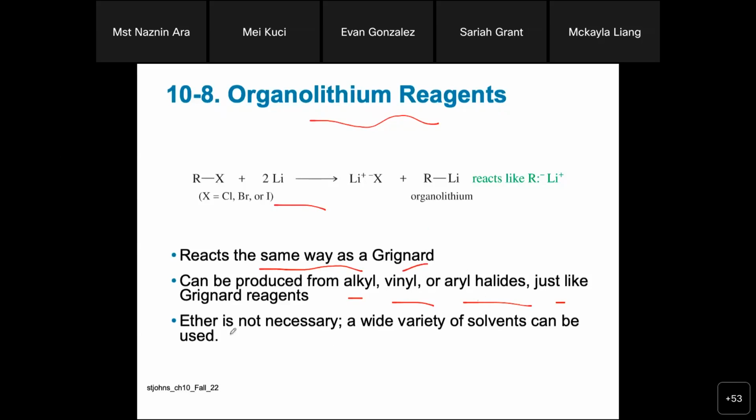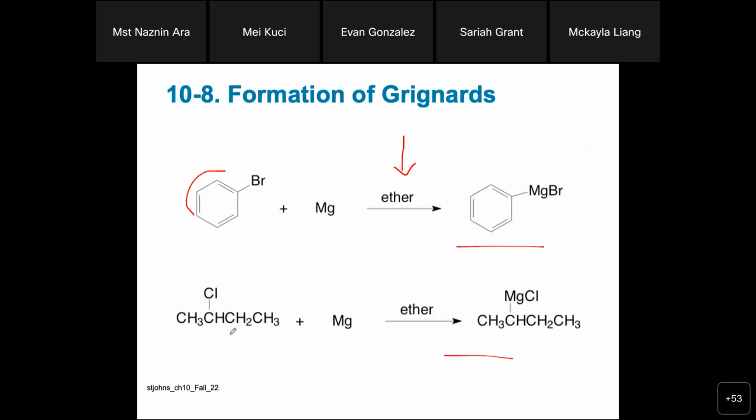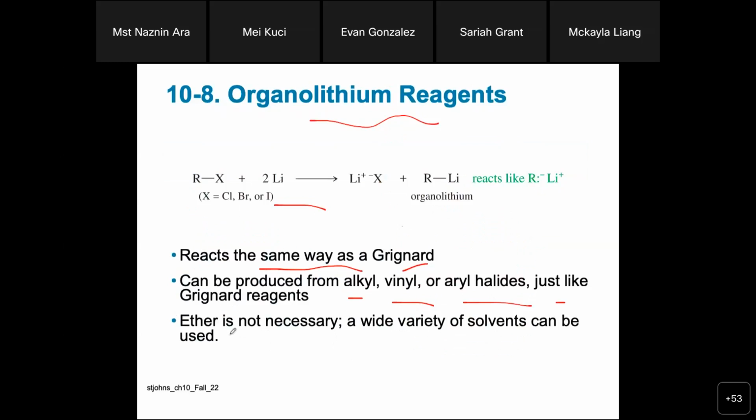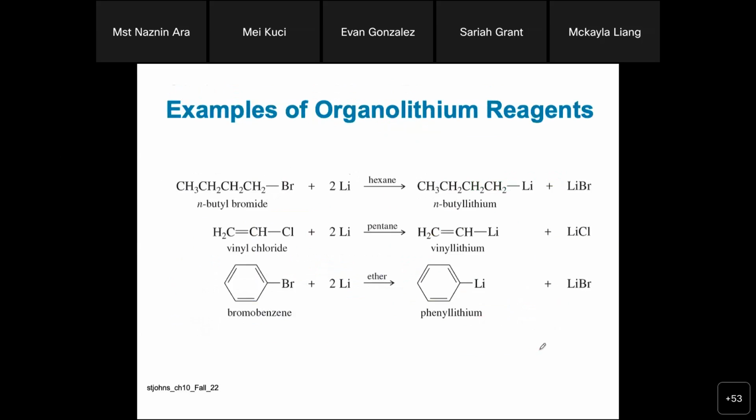A wide variety of solvents can be used. So now you may have an idea of the limitation of the Grignard reagent. Normally, for Grignard reagents we use ether as a solvent to stabilize them, but in the case of organolithium, ether is not mandatory or necessary. A different variety of solvents can be used. So, examples of organolithium reagents.